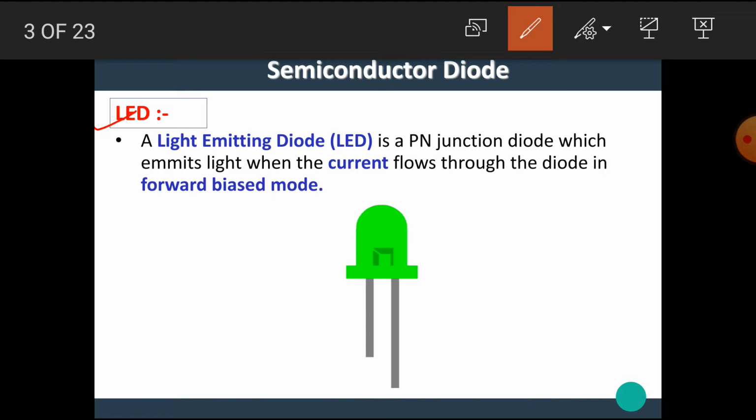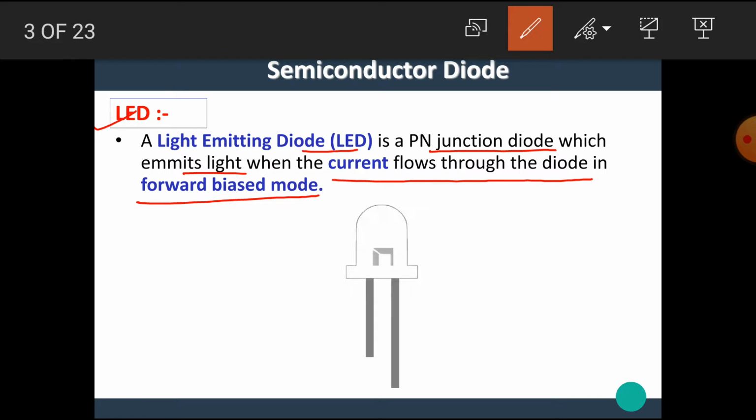Now, in this video, we are going to see the concept of the LED, or what is meant by the LED. Normally, the LED stands for light emitting diode. A light emitting diode or LED is a PN junction diode which emits light when the current flows through the diode in forward bias mode. That means the LED is an electronic component which emits light when it is forward biased.